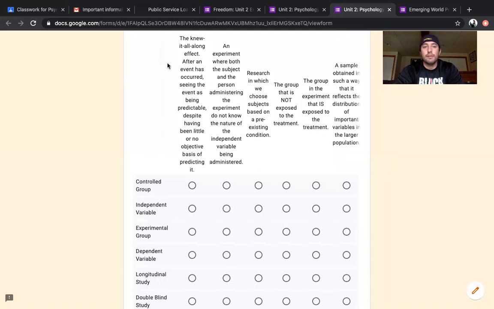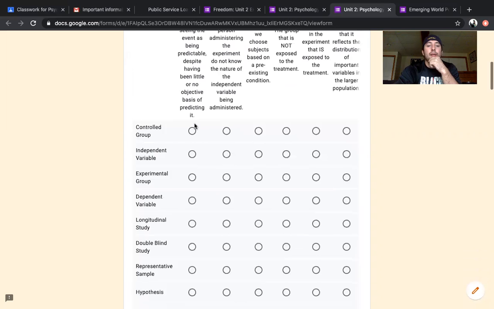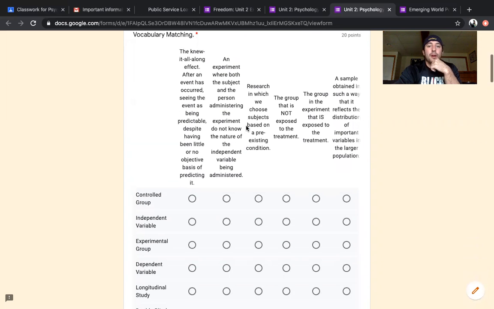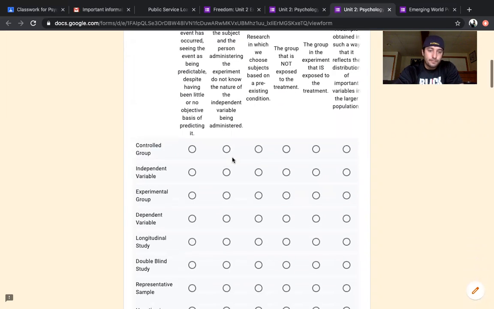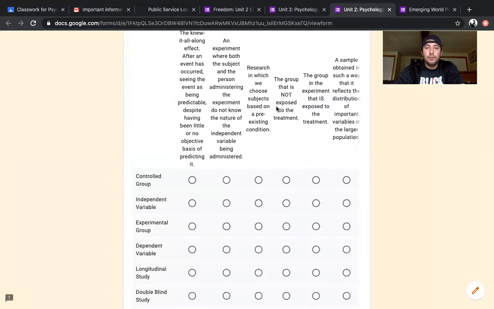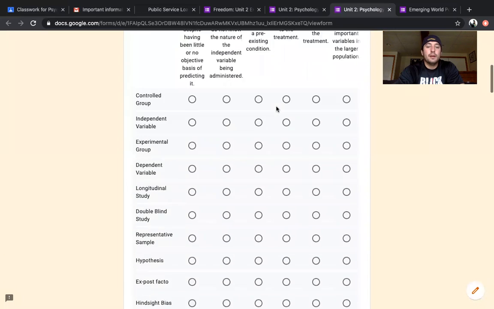All right, let's start out with the definitions. The "knew it all along" effect: after an event has occurred, seeing the event as being predictable, despite having had little objective basis for predicting it. That is what we know as the hindsight bias. An experiment where both the subject and the person administering the experiment do not know the nature of the independent variable. That is a double-blind study. Research in which we choose subjects based on pre-existing conditions.